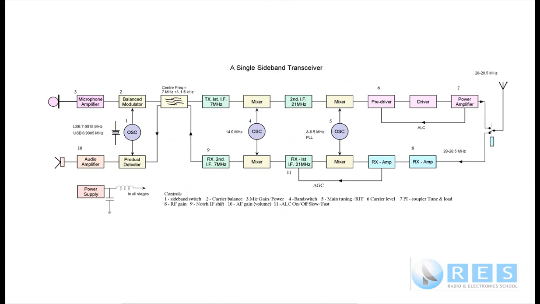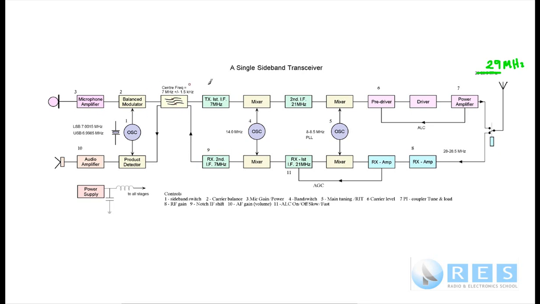This slide is the block diagram of a practical SSB receiver, and I think that frequency is wrong up there. I think it's supposed to be 29 megahertz. Doesn't really matter. It's 29 to 29.5, and I've got 28 to 28.5. Okay, let's just look at the receiver.